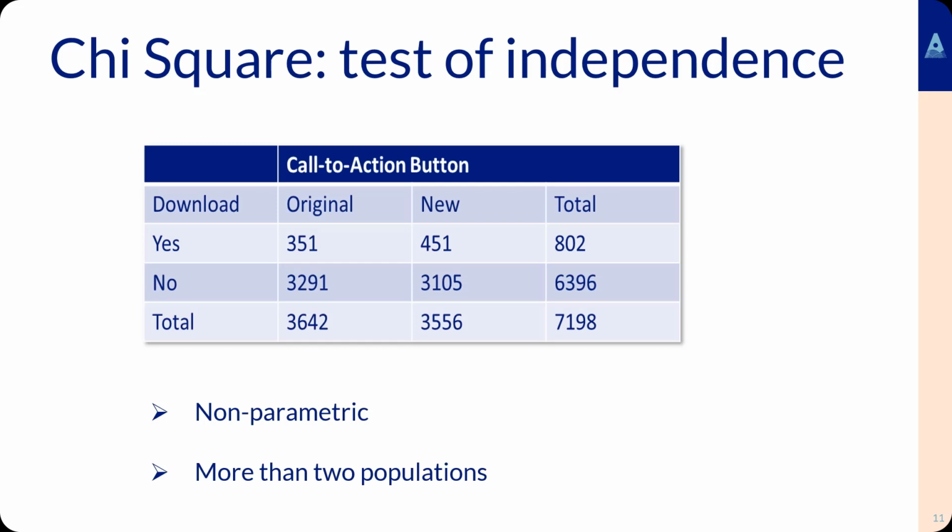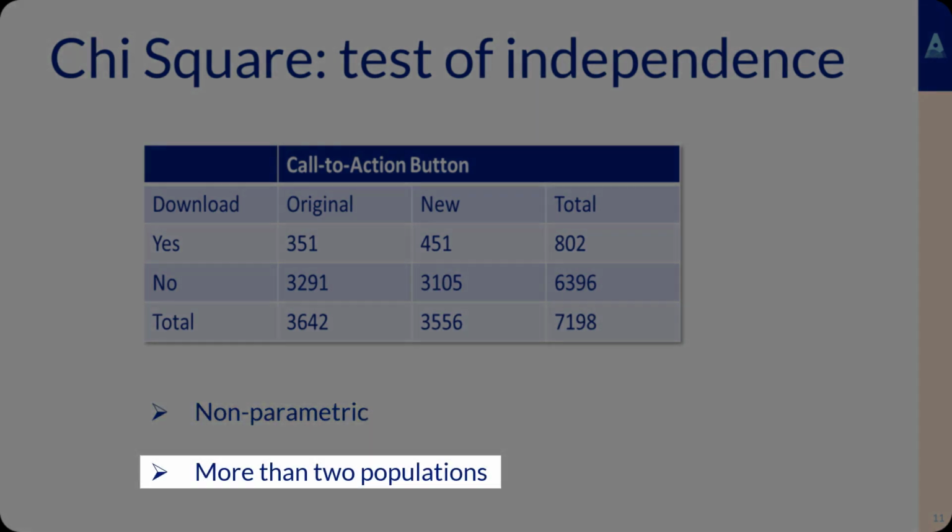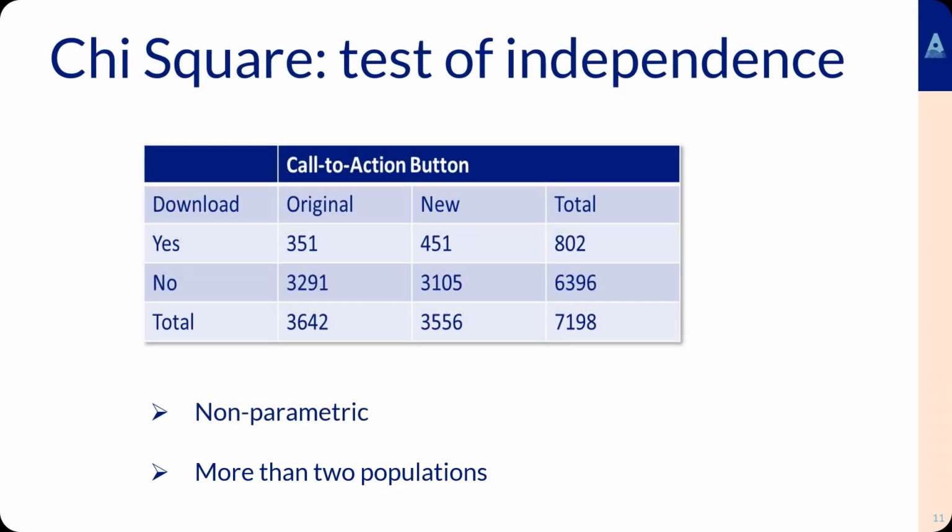The first is that it's a non-parametric test, so it doesn't have to meet the rules for the parametric test. And the second is that it can be used for more than two populations. Instead of having two types of buttons, original and new, we could have 3 or 4 types of buttons, and we can compare all of them together. So it's more flexible in some ways.